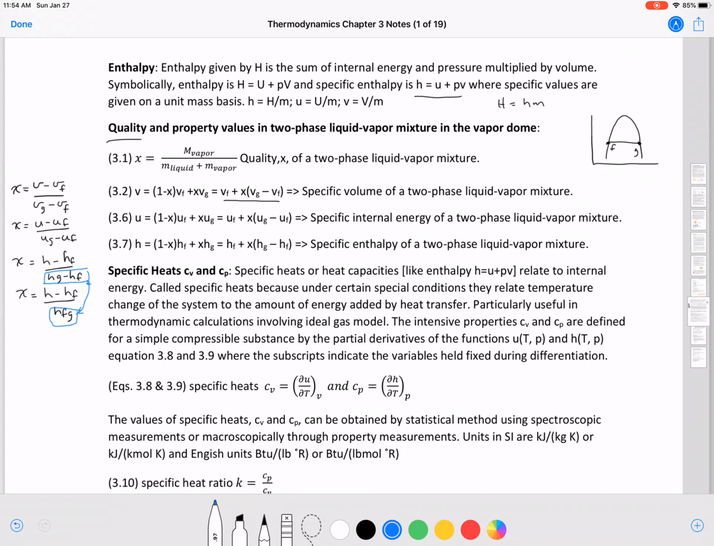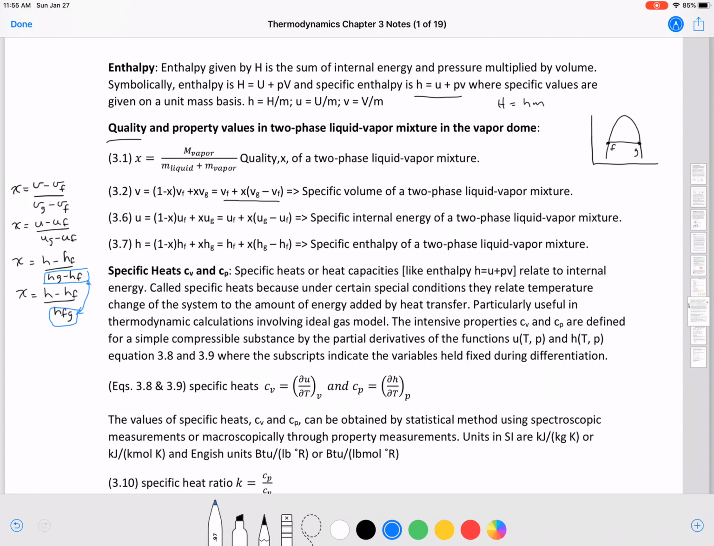Specific heats are other values like enthalpy that are related to internal energy. We call them specific heats because under certain conditions they relate the temperature change of the system to the amount of energy added by heat transfer. Generally, when we have heat transfer, it is not related to temperature, and a big mistake students make is to relate heat transfer, Q, to temperature, because they're just different concepts. But here, specific heats are related, and they're particularly useful when we get to the ideal gas model.